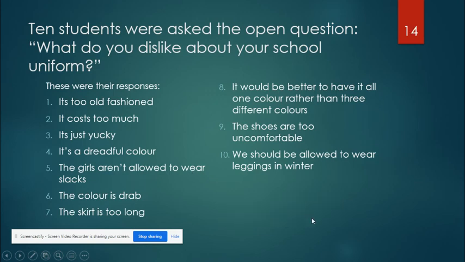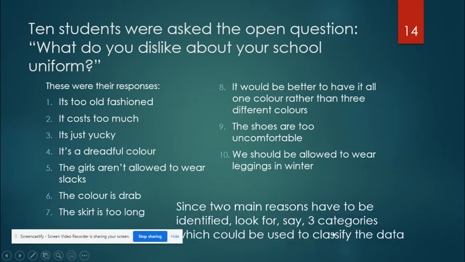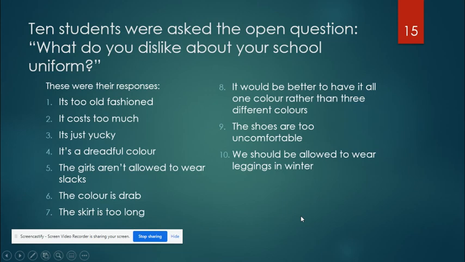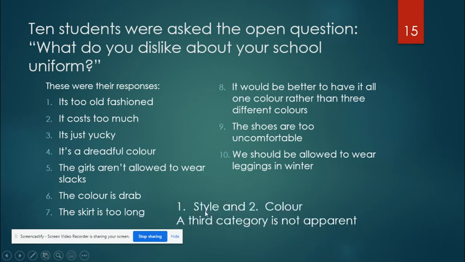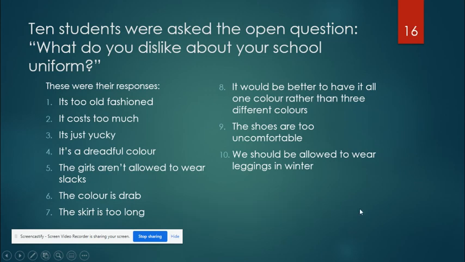Okay, so what we can do is we can say, well, the 2 main reasons, they say look for 3, but you only really need to have 2, okay, that we can use to classify the details. So if we have a look, we've got the style and we've got the color. Those are the 2 things that they don't like. Third category we couldn't find.